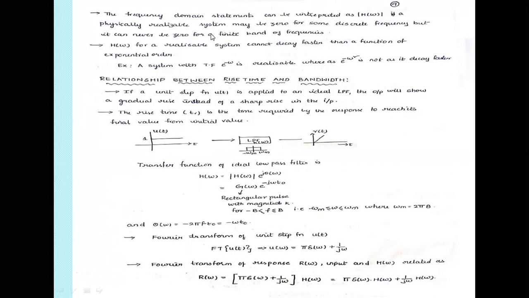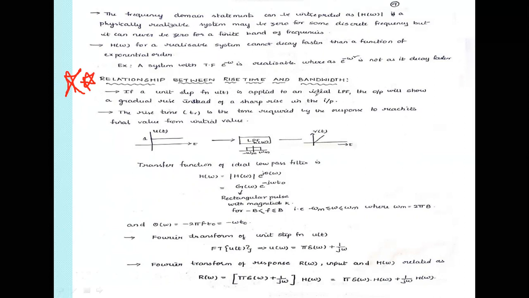You know, the bandwidth is the upper cutoff frequency minus the lower cutoff frequency. Let us derive this expression. It is very important, my students. Listen carefully. Previously, all of it was definitions only: the Paley-Wiener criterion, system bandwidth, signal bandwidth, phase distortion and amplitude distortion. The relation between the rise time and the bandwidth is a derivation part, and it is very important from the examination point of view also.